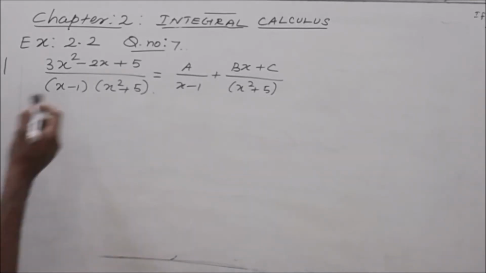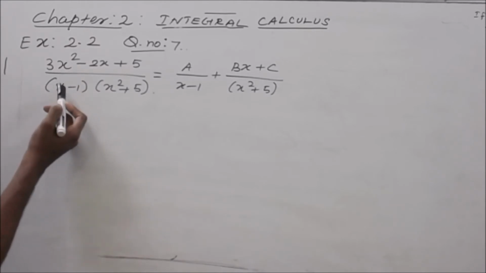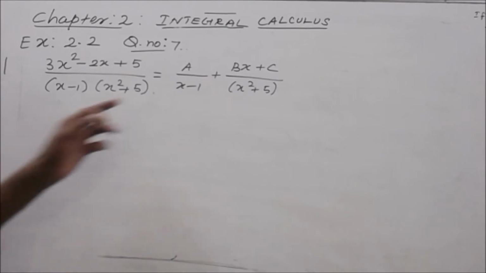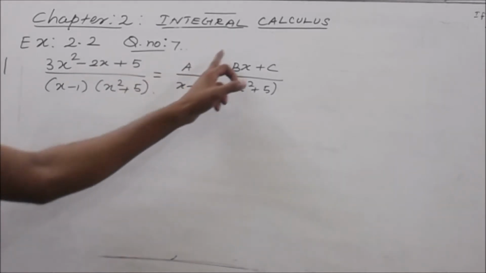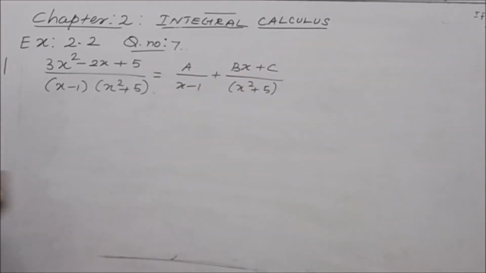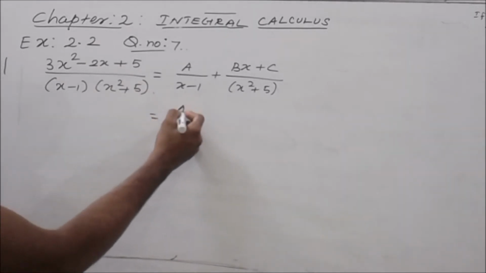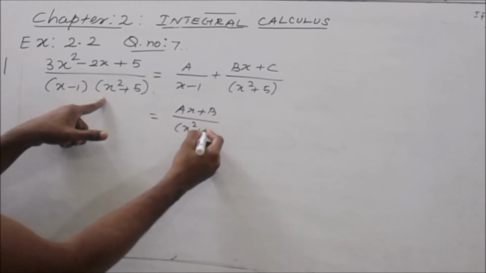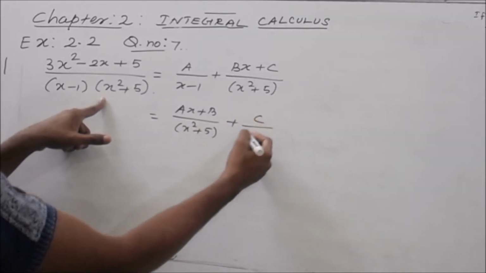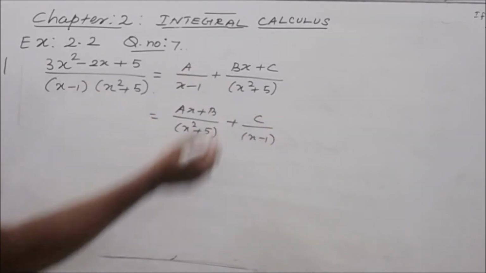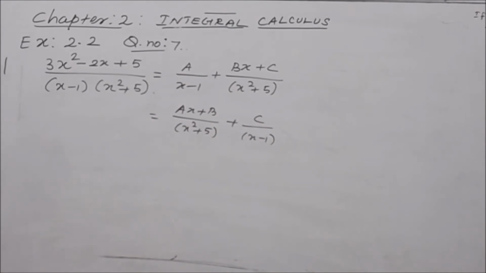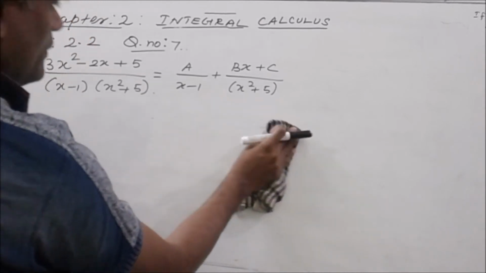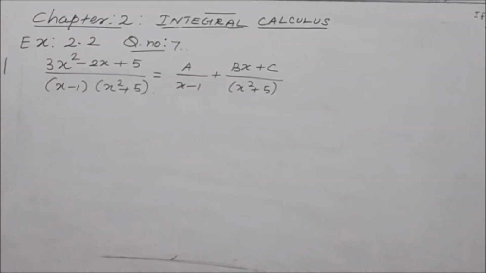The factor (x − 1) has power 1, so we assume a single variable. Here we have x to the power 2, so those types of factors are split as (bx + c). Or we can take this as (ax + b) by (x² + 5) plus c by (x − 1). You can split by either of the two methods. Now I am choosing this way.